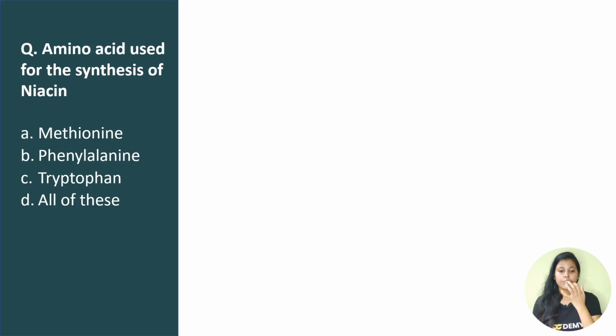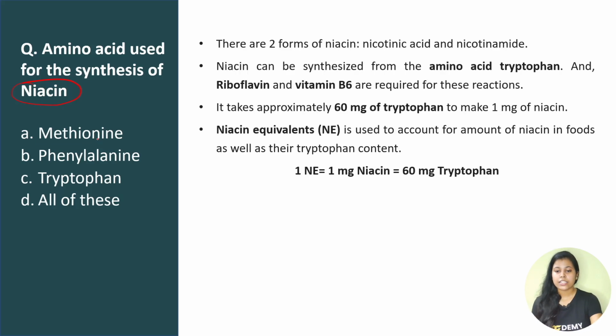Moving on to the next question, the amino acid used for synthesis of niacin. We have discussed this question a few minutes back only. Now you can answer this if you pause the video, how niacin can be produced from an amino acid. So we have discussed that niacin exists in two forms, that is nicotinic acid and nicotinamide, and it can be formed in the body, in the liver, from the amino acid tryptophan. It's an essential amino acid.